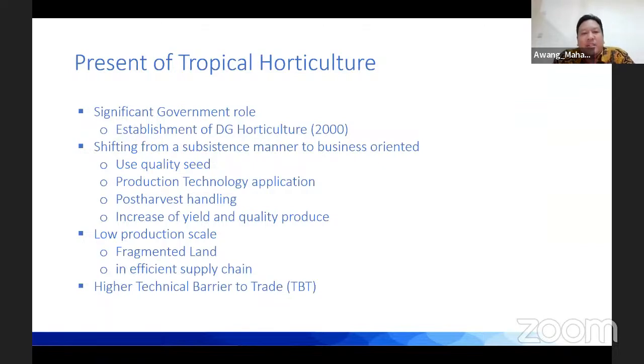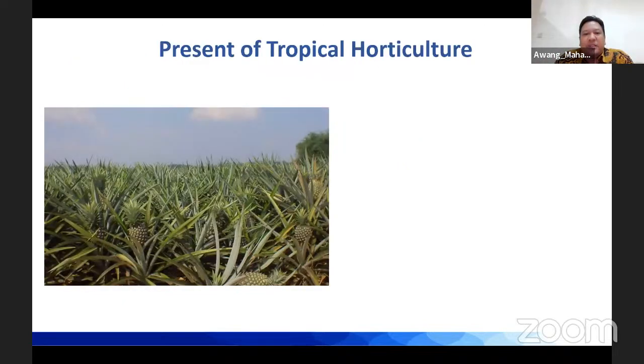But now in our situation, tropical horticulture is rising. There is a shift from a subsistence manner to business oriented: the use of quality seed, production technology application, post harvest handling, etc. Now it is proven that the horticulture sector can really absorb innovation and technology. Why? Because like I said before, there are many steps in producing horticulture commodities that should be precise and well maintained to get the quality that we aim for.